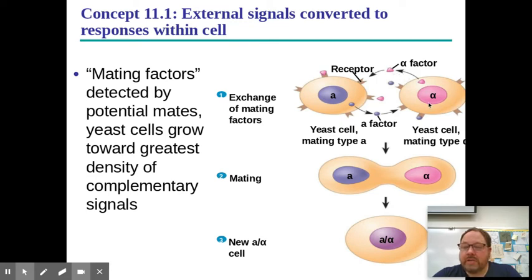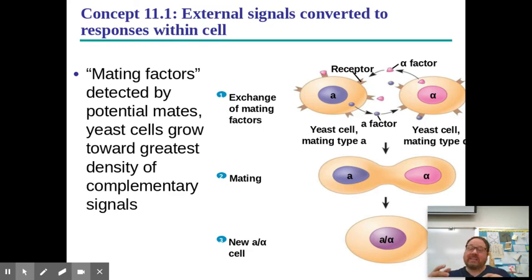So alpha yeast produce the alpha mating factor, A-type yeast produce the A factor. Now, cells of a certain strain have receptors for the opposite type of strain. So A cells produce this A factor, but they have receptors for the alpha factor, the other strain. And what's really cool is that when yeasts are around each other, they'll secrete their mating factors.